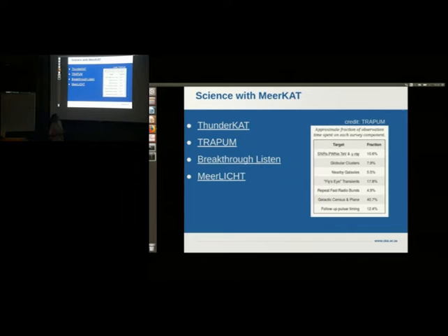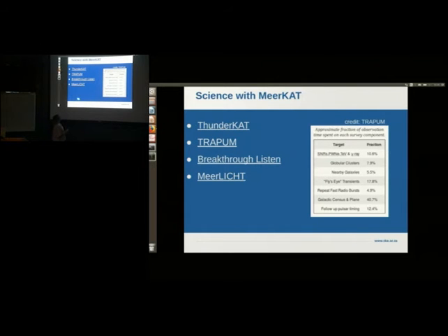Breakthrough Listen uses MeerKAT in commensal mode, and they've recently installed all the Breakthrough Listen user-supplied equipment in the Karoo Array Processing Building. Breakthrough Listen is running the largest survey in the world to look for life outside of our planet, and they also make use of the GBT in order to conduct this survey.